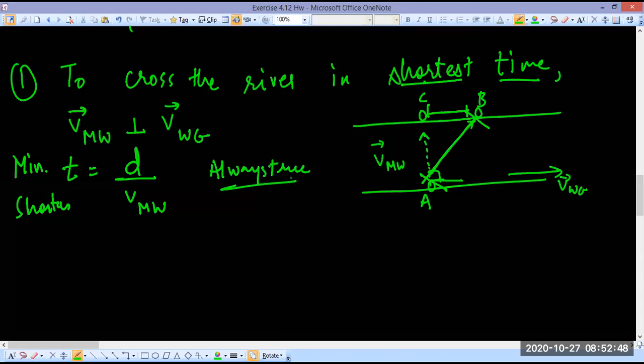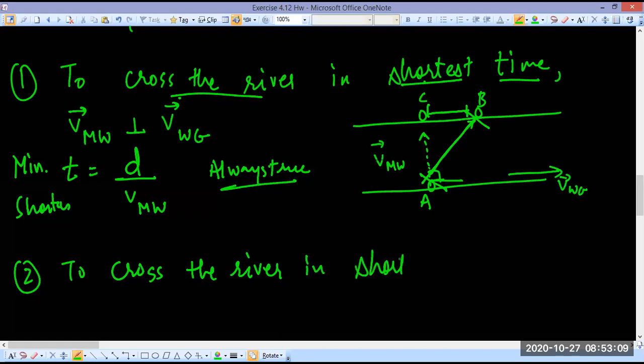This is always true. I hope you have understood the reason also. We just did that here, right? So to cross the river in shortest time, this is what happens. Now second one, to cross the river in shortest distance.